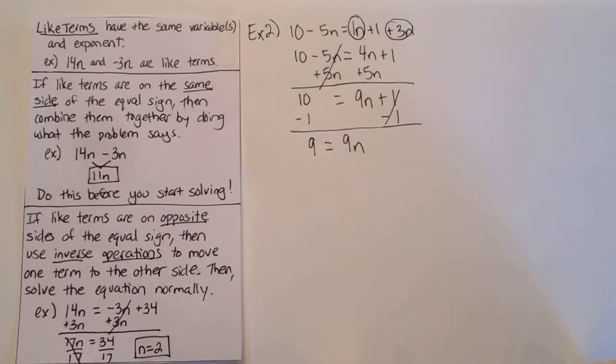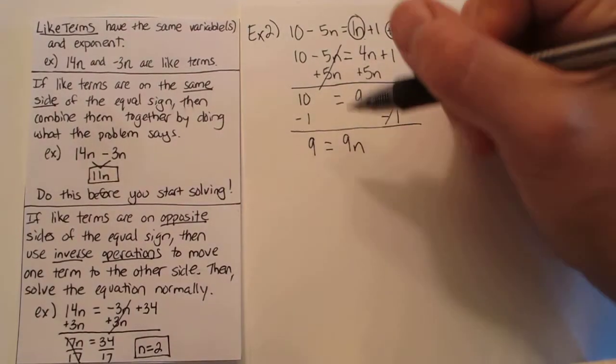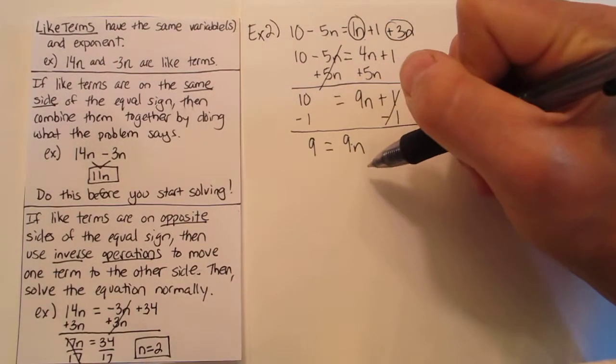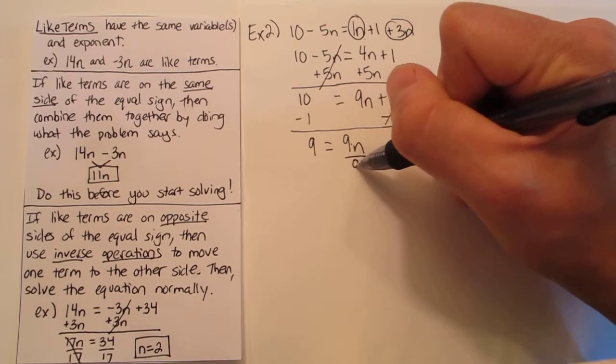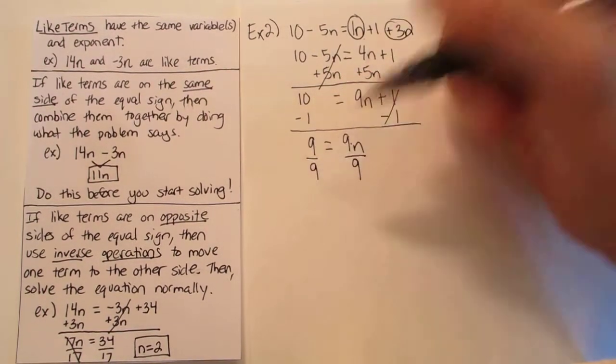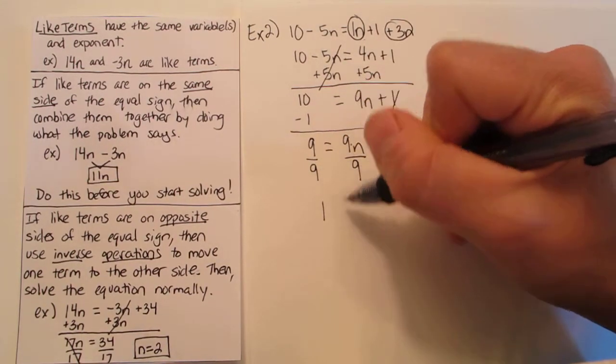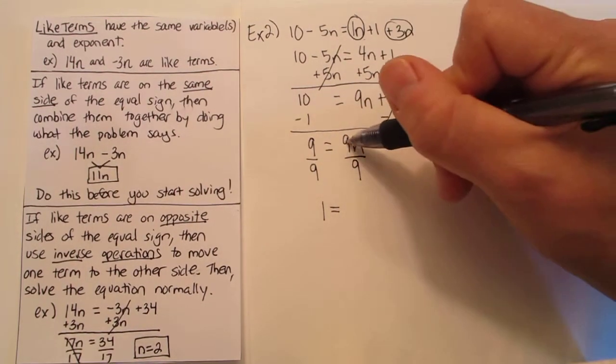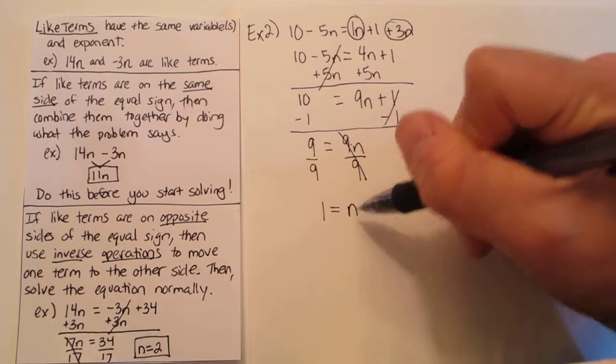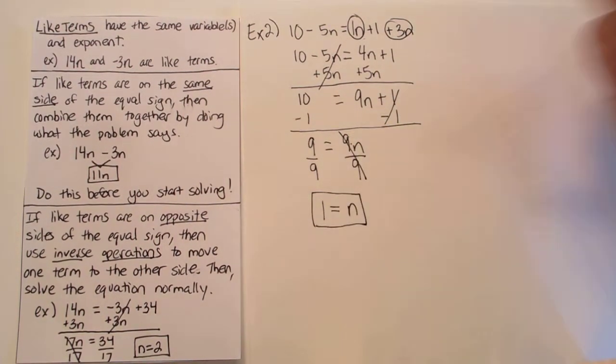And now I have a really simple one-step equation. All I have to do is get rid of a times 9. And the way I get rid of a times 9 is by dividing by 9 on both sides of the equal sign. 9 divided by 9 is 1. Bring down the equal sign. 9 divided by 9 is 1. So I'm left with 1 equals n, or n equals 1.